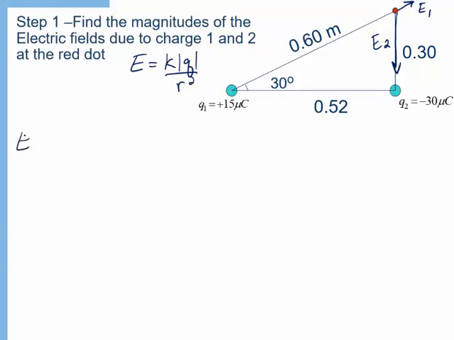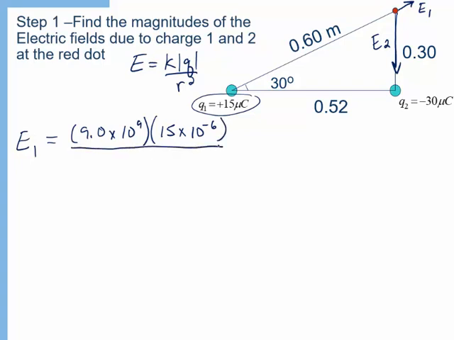So for the electric field created by charge 1 at that red dot, it would be 9 times 10 to the 9th, our value of k, times our charge, which is 15 times 10 to the negative 6th coulombs, divided by the distance to that point in space, which is 0.60, and I've got to square it. If you calculate that, you should get 3.75 times 10 to the 5th newtons per coulomb.